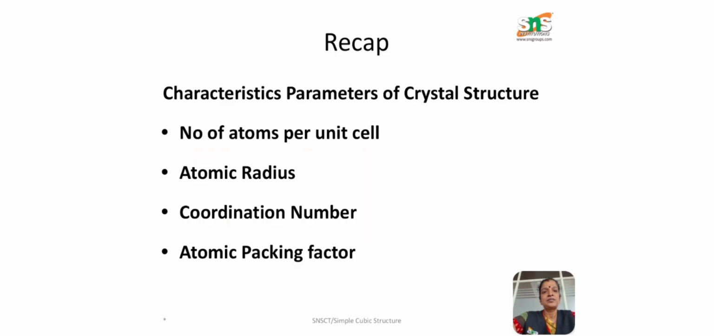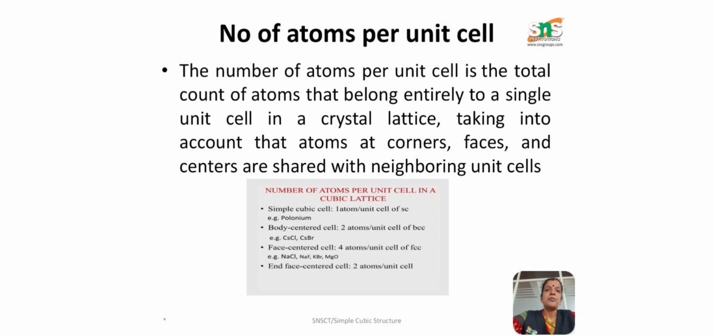Here we have some characteristic parameters of a crystalline structure. These are the basic definitions. The first one is the number of atoms per unit cell. Second, atomic radius. Third, coordination number. And fourth, atomic packing factor. First, the number of atoms per unit cell is the total count of the atoms which belong entirely to the single unit cell in a crystal lattice, taking into account that atoms at corners, faces or center are shared with neighboring unit cells.